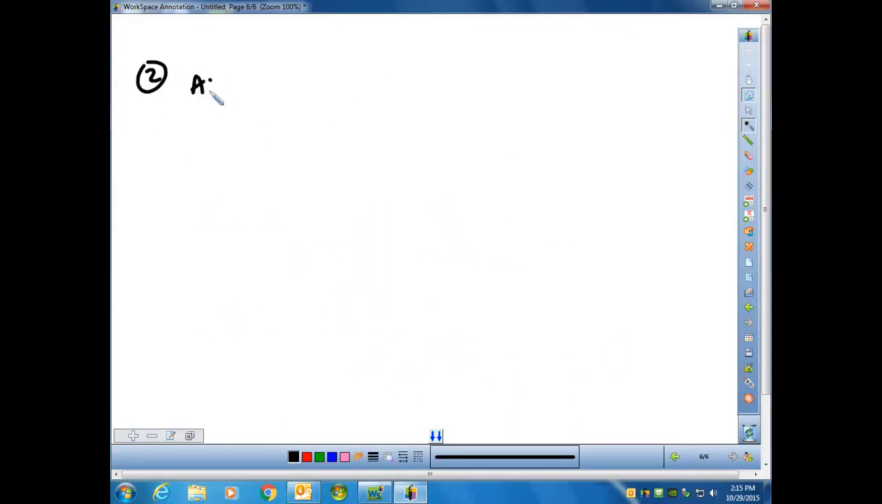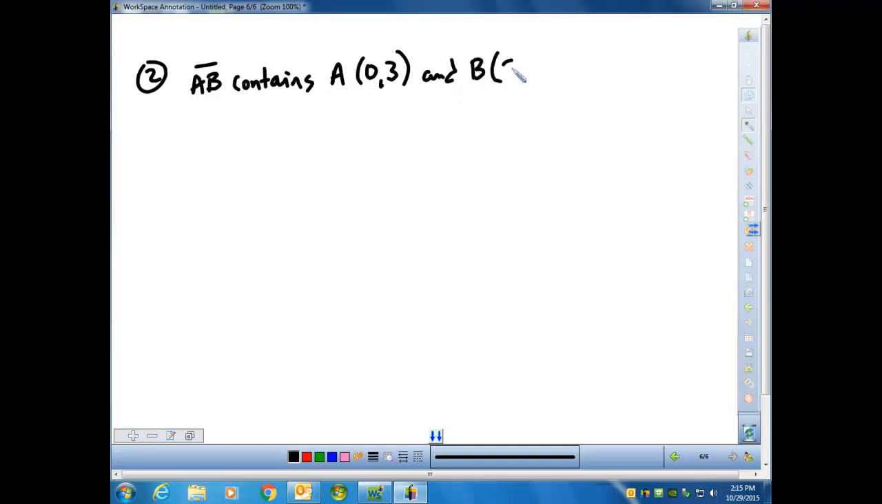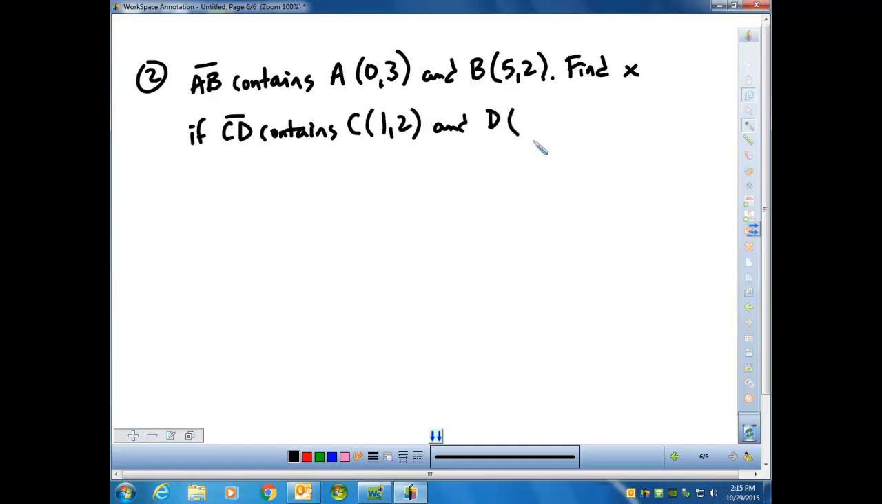The other question that you need to be able to do is if I tell you that segment AB has points (0, 3) and (5, 2). Now I want you to find the value of x. If there's a second segment, we'll call it CD, that contains the points (1, 2) and (x, 7), so we don't exactly know where that point is at, and this CD is parallel to AB. If you think you have an idea how to do that, push pause right now before I walk you through it.